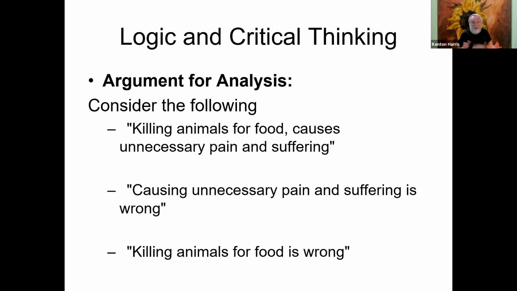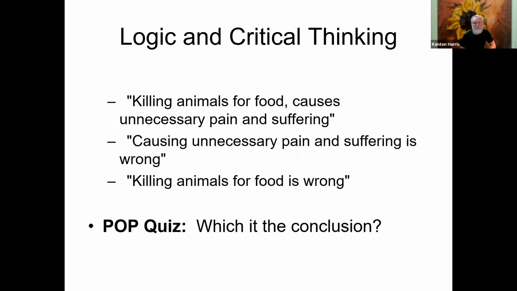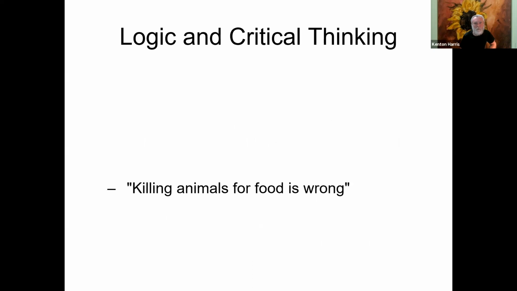All right, so let's take an argument, and let's take this one. Killing animals for food causes unnecessary pain and suffering. Causing unnecessary pain and suffering is wrong. Killing animals for food is wrong. Now, if I were saying that these 3 sentences represent an argument, which of the 3 would you say is the best candidate for being the conclusion? Hopefully, you would have selected killing animals for food is wrong.